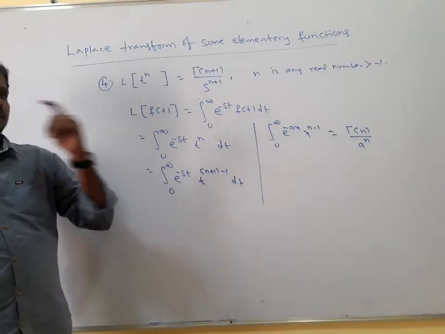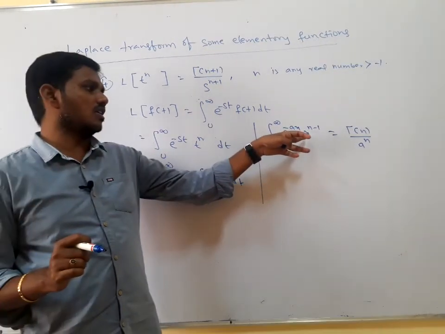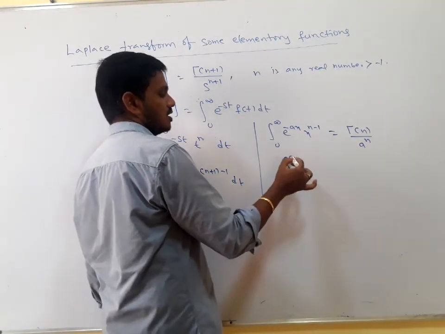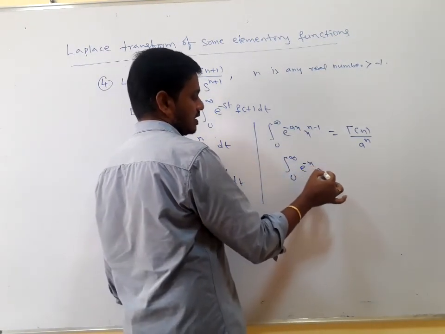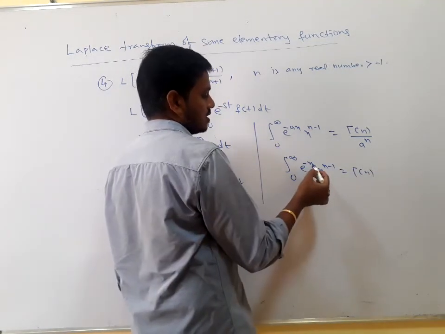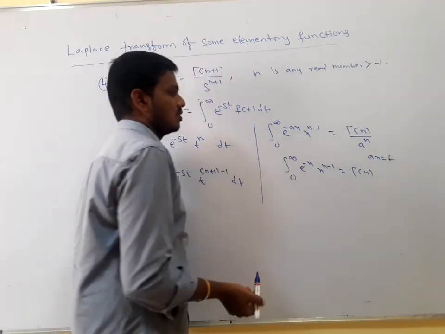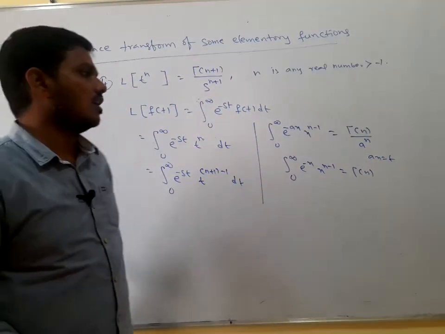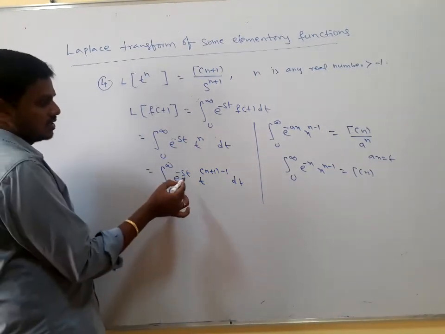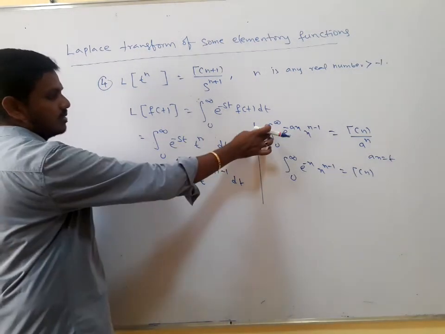Is it clear from the definition of the gamma function? If you don't have any a here, e to the power of minus x into x to the power of n minus 1, the definition of the gamma function is integral 0 to infinity e to the power of minus x into x to the power of n minus 1 equals gamma of n. Here, if you take ax equal to t, it converts into t, so this is gamma of n divided by a to the power of n. Here a is equal to what? Compare this integral with this improper integral.